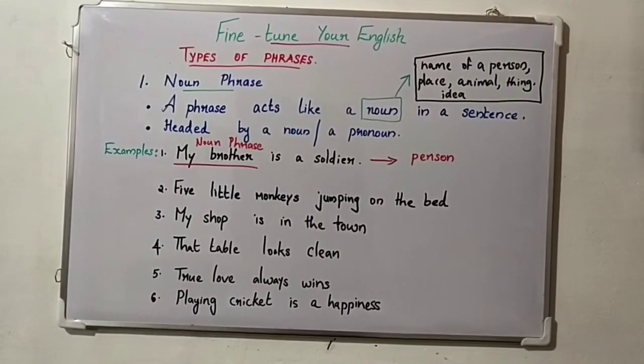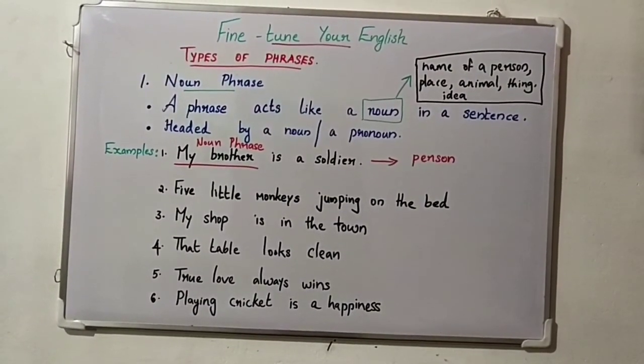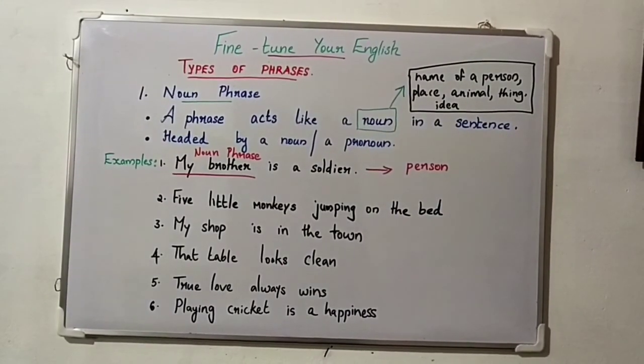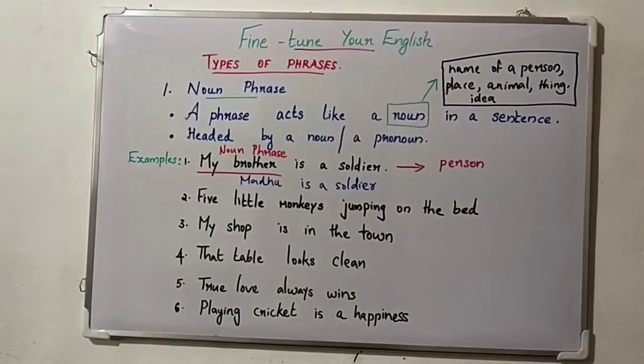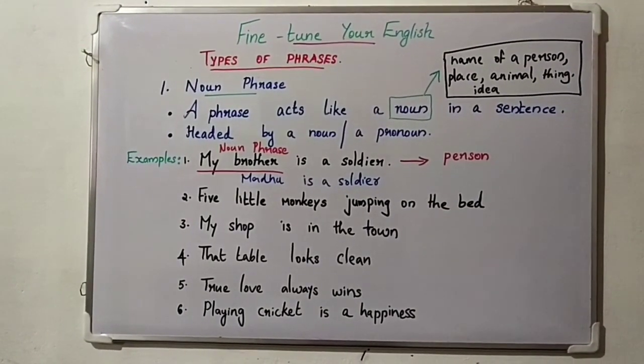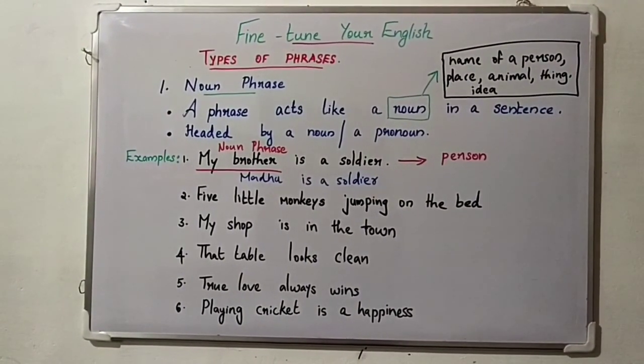So you must know what's a noun. Noun is the name of a person, place, animal, thing or an idea. So noun, if it is a naming word, it is said to be noun. See the first example here. My brother is a soldier.